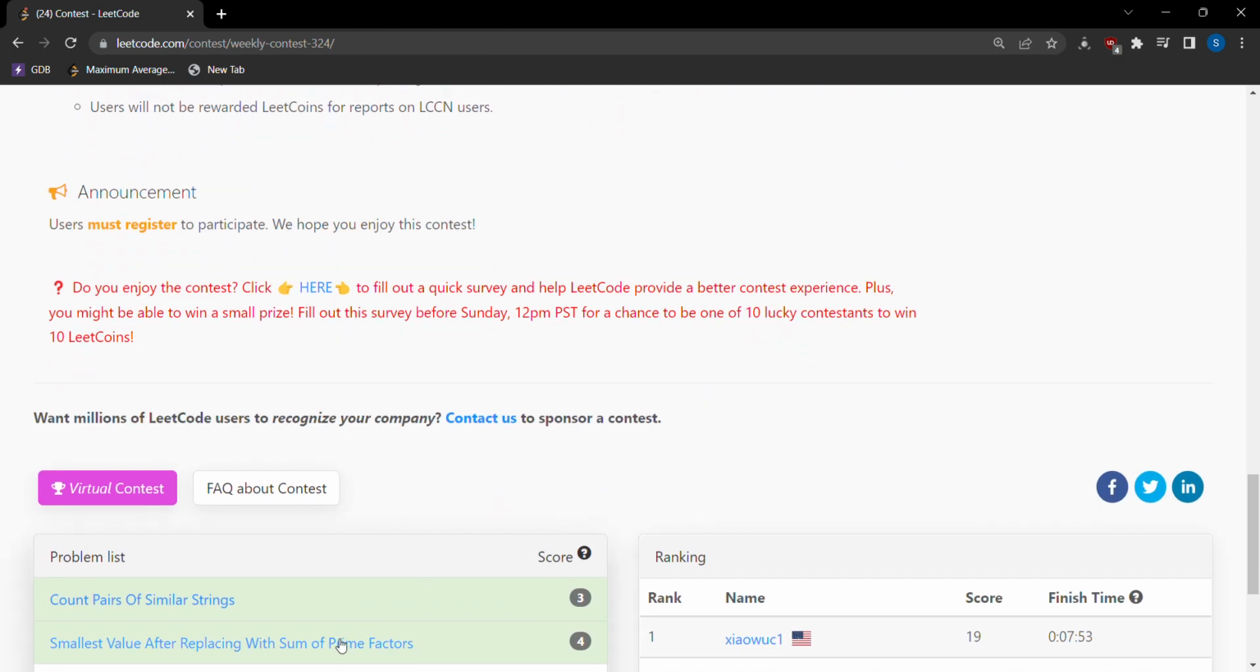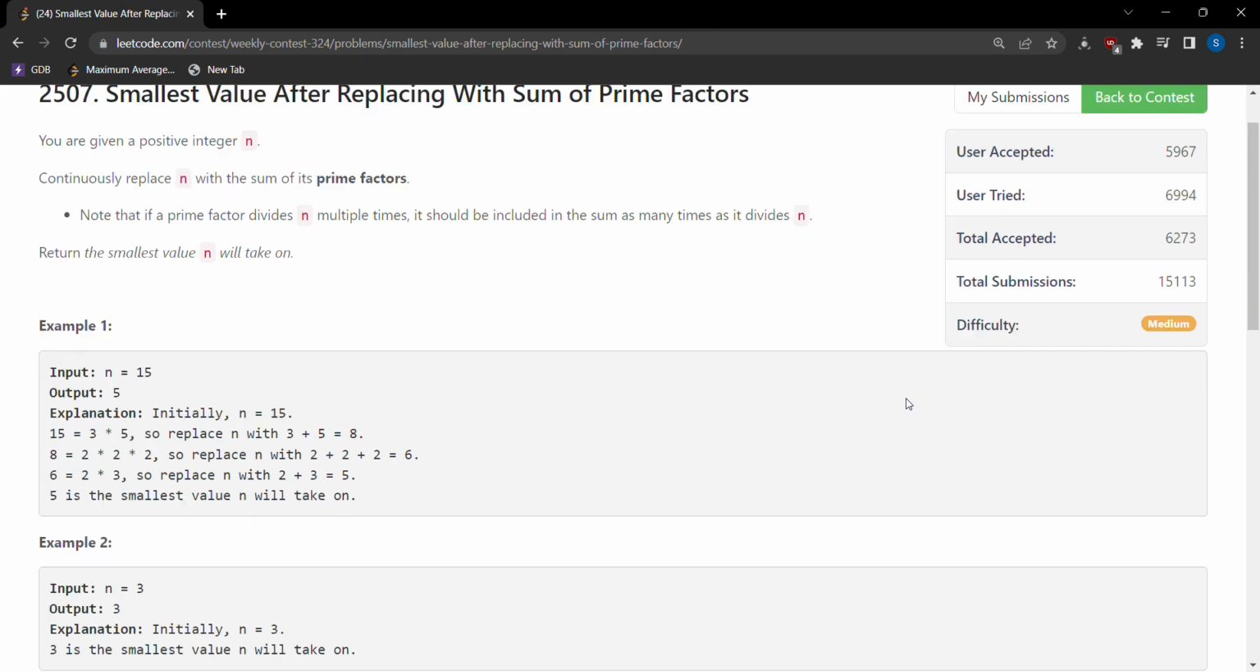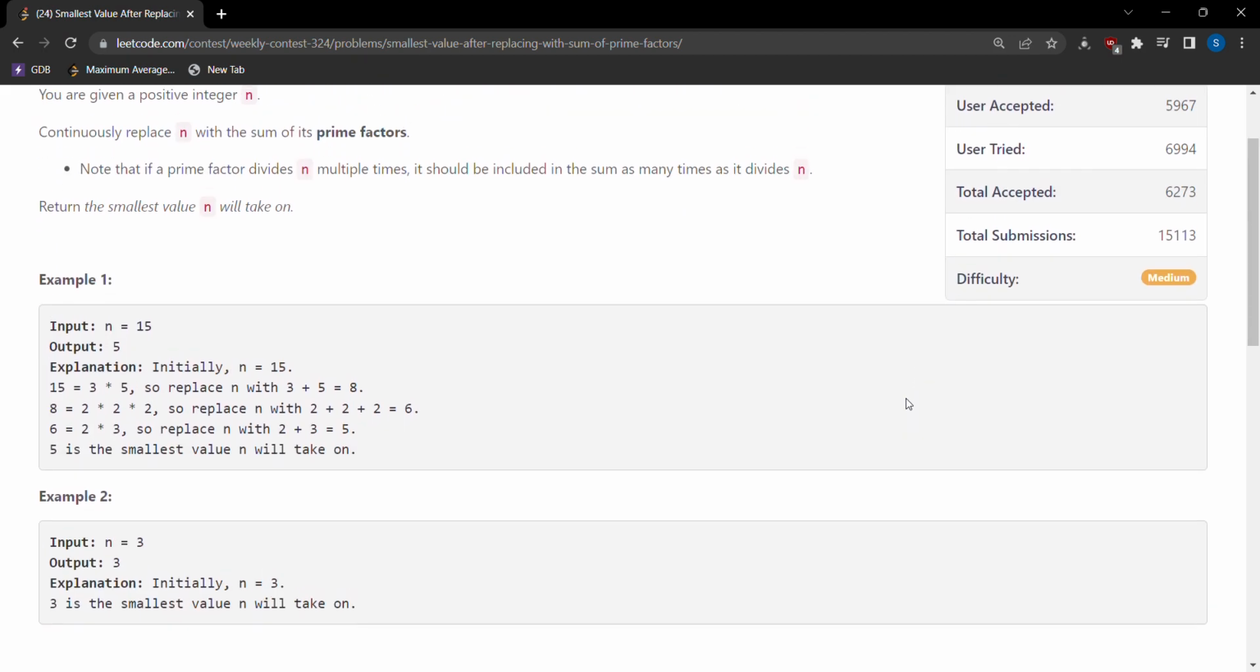The next question is smallest value after replacing with sum of prime factors. Now as you can see, this is a medium level question, so you have to apply some of your mind here. Like in the previous question it was pretty silly, everything is pretty much given in the question, you just have to follow the steps and the answer would come. In this one you have to think a little.